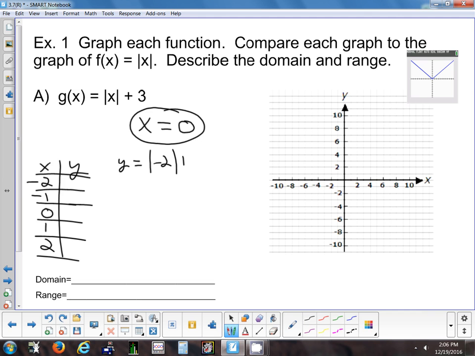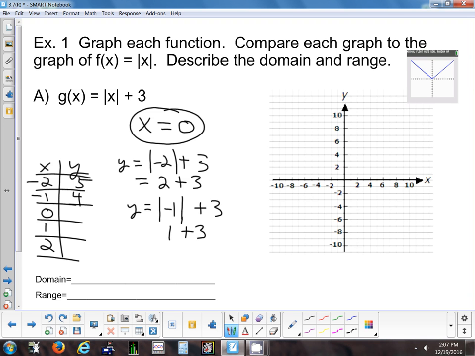Negative 2 plus how much? Plus 3. What's the absolute value of negative 2? 2. What's 2 plus 3? 5. Simple math. I won't write them all out, but let's do at least what I can fit. What's my next x value? What's going to go in the bars next? Negative 1. What's the absolute value of negative 1? 1. 1 plus 3? 4.